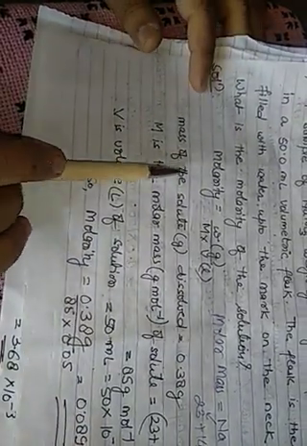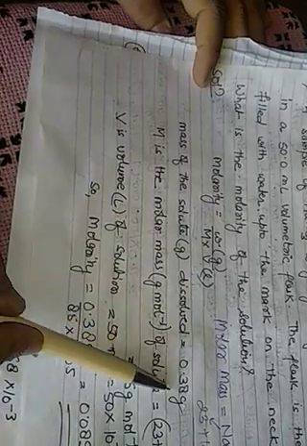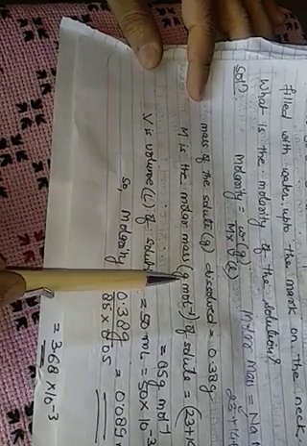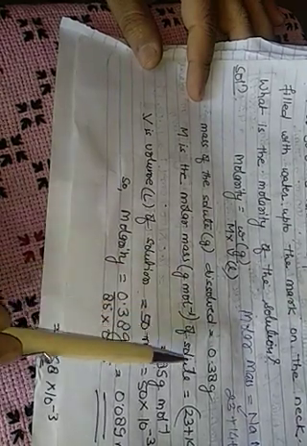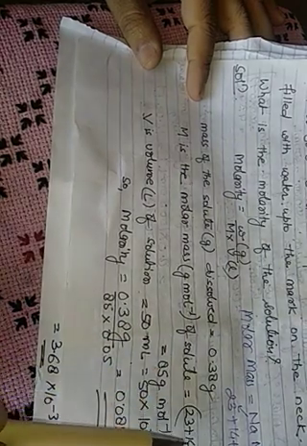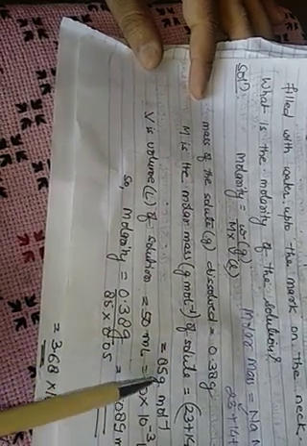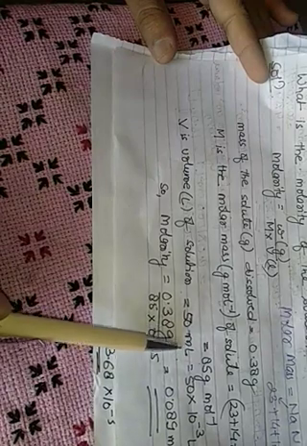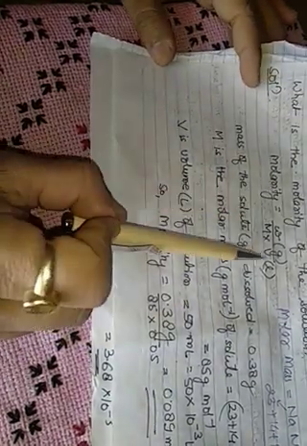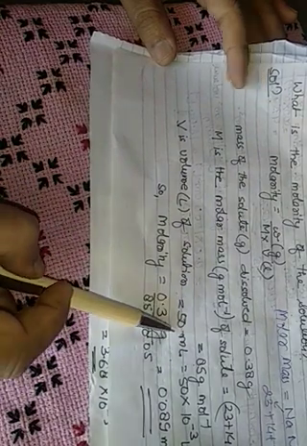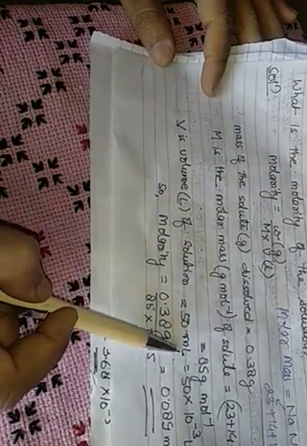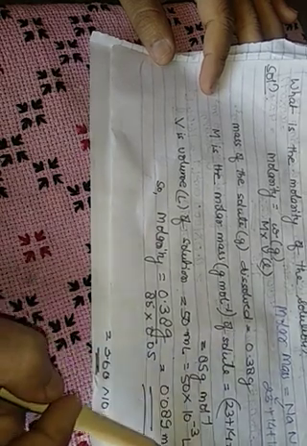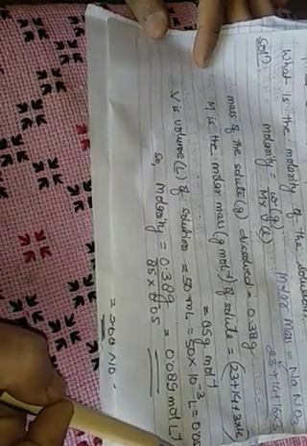So now we will solve the problem. Mass of the solute in gram that is dissolved is equal to 0.38 gram. M is the molar mass, expressed in gram mole inverse, of the solute, that is 23 plus 14 plus 48, which I already discussed, 85 gram mole inverse. Now V is the volume in liter of the solution, that is 50 milliliter. Since molarity is expressed in liter, we will convert this value into liter. When we multiply 50 ml by 10 raised to minus 3, or divide it by 1000, it gets converted into liter. So the value becomes 0.05 liter.